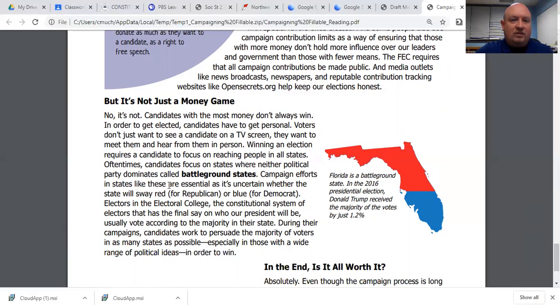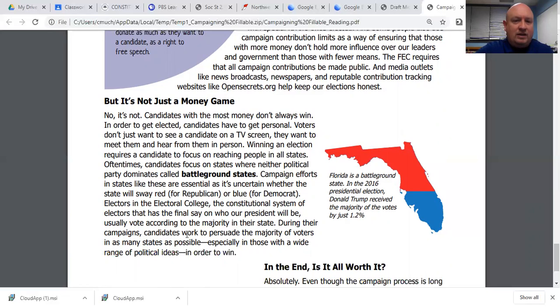Campaign efforts in states like these are essential, as it's uncertain whether the state will sway red for Republican or blue for Democrat. Electors in the Electoral College, the constitutional system of electors, have the final say on who our president will be, and usually vote according to the majority of the state. In many states, that's the law. Although in 2016, there were a half dozen additional unfaithful electors who voted for other people.